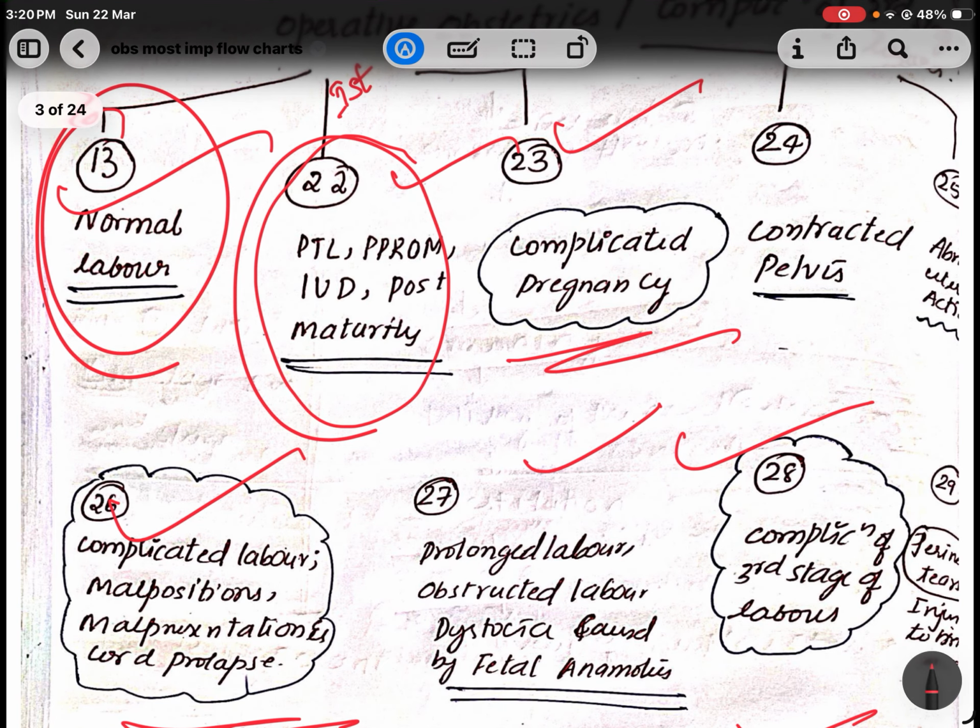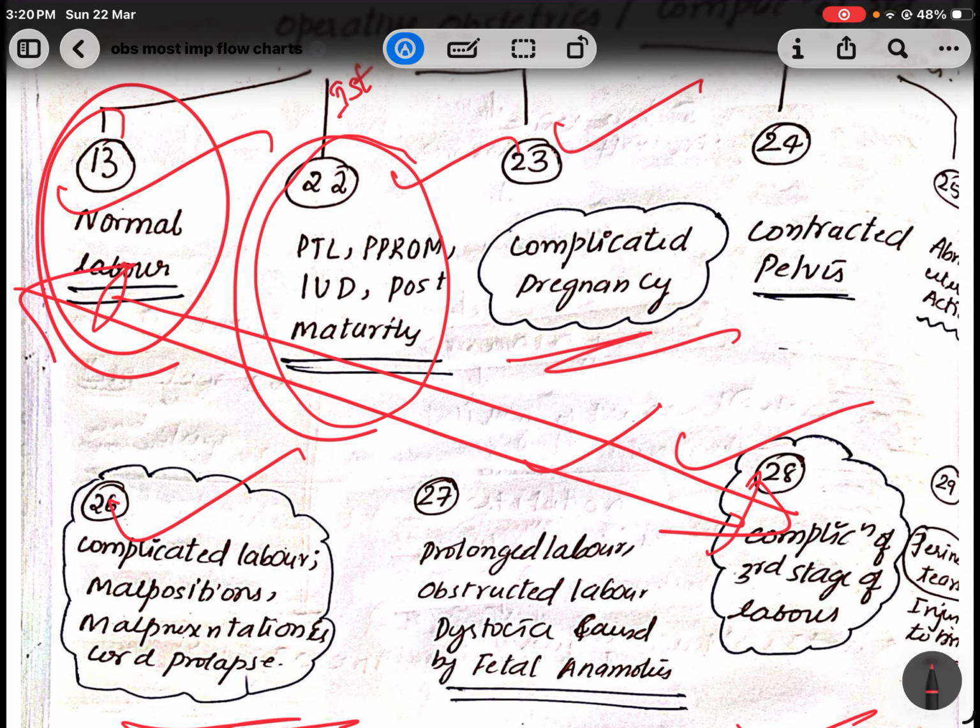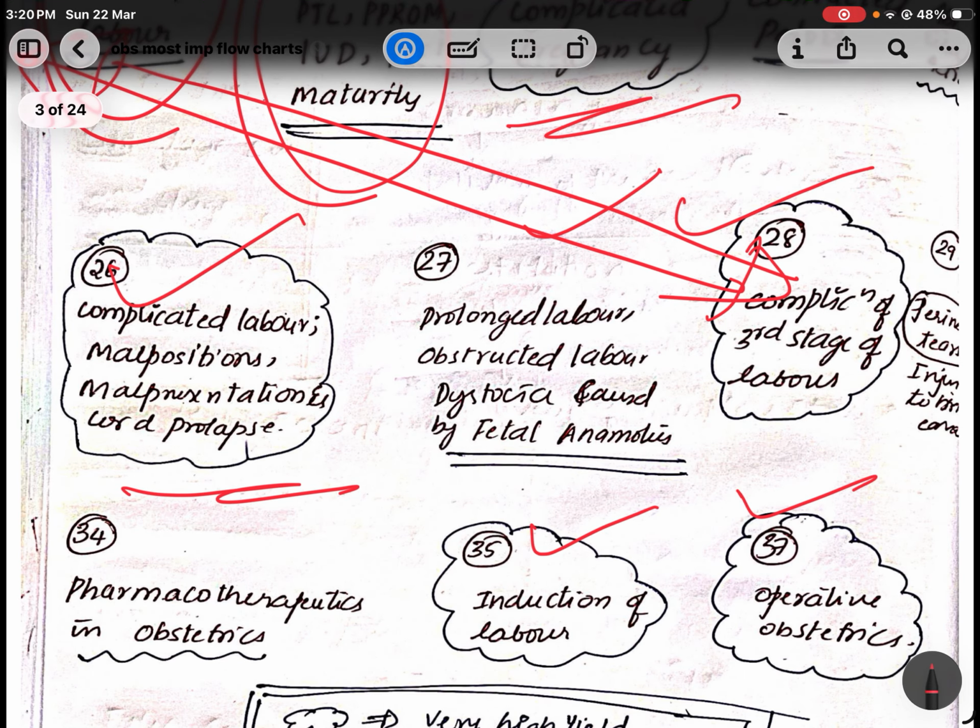Even if you don't want to do that, I would recommend you to do this with this. After completing normal labor, it will be ideal if you study even the complications of all stages of labor, though the important stage where there are complications is the third stage, where you do AMTSL to prevent PPH, correct? So you can compare this with this, combine this with this and finish it off. That is one important thing which I want to say.